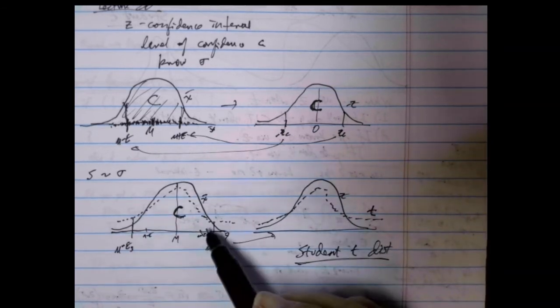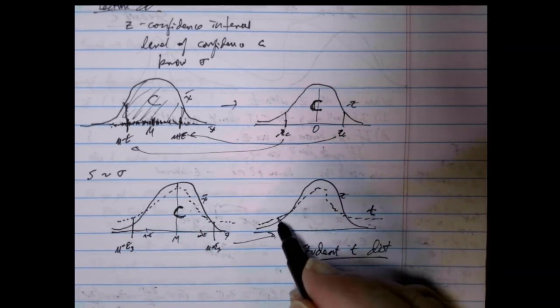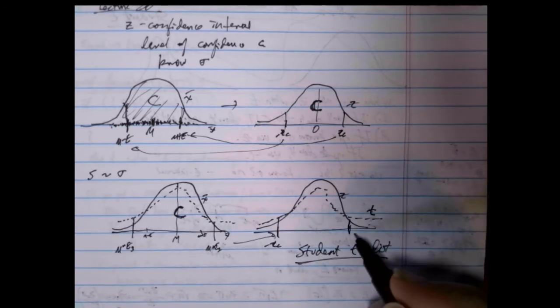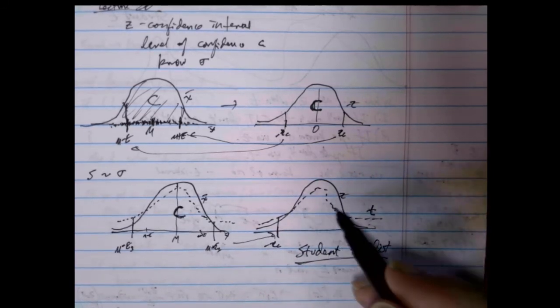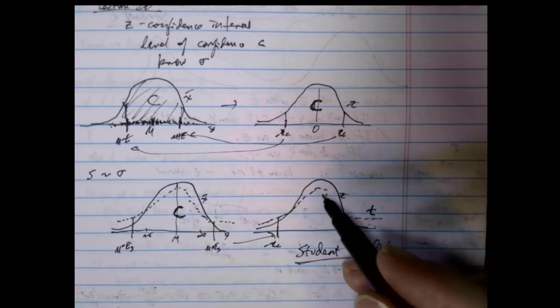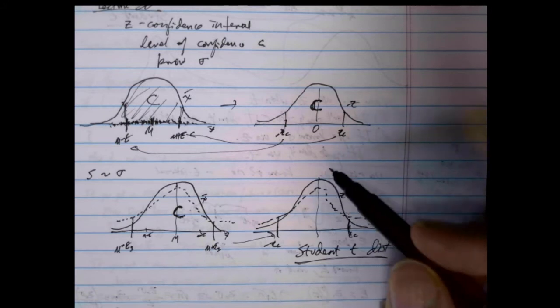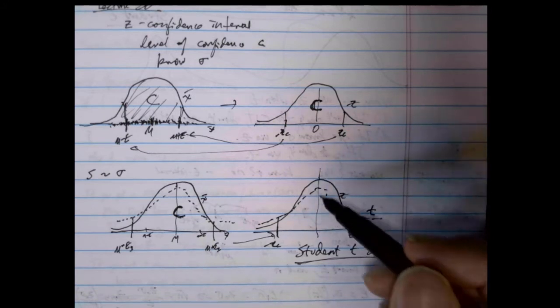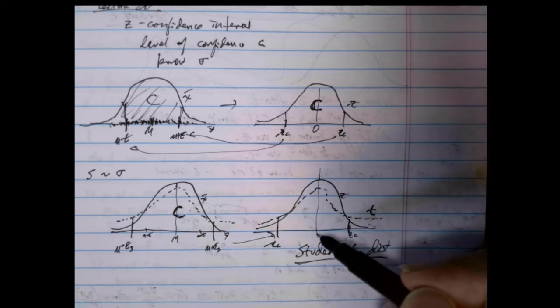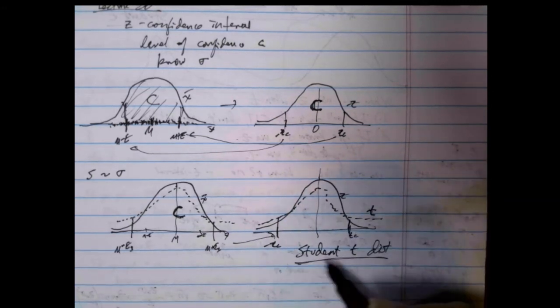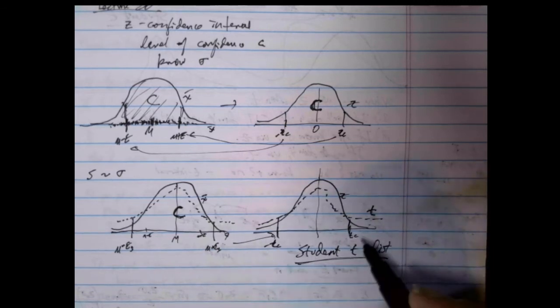Well, these numbers come across as, well, we would call them minus T sub C and T sub C with the area C in between. The mean of all the T curves is 0. There are a lot of them, and I'll talk about that again in a second. The mean of all the T curves is 0, right? And it turns out we can find these numbers. There's a way to find these numbers, these T critical numbers as they're called.